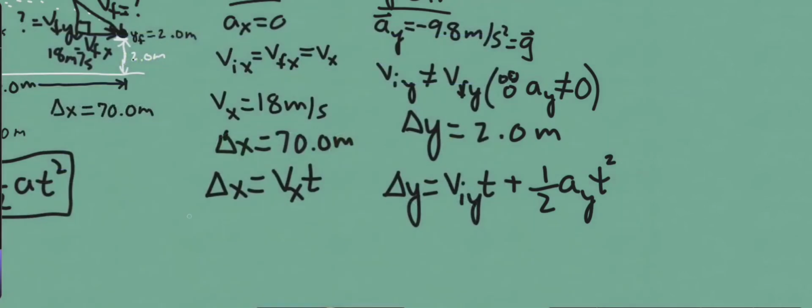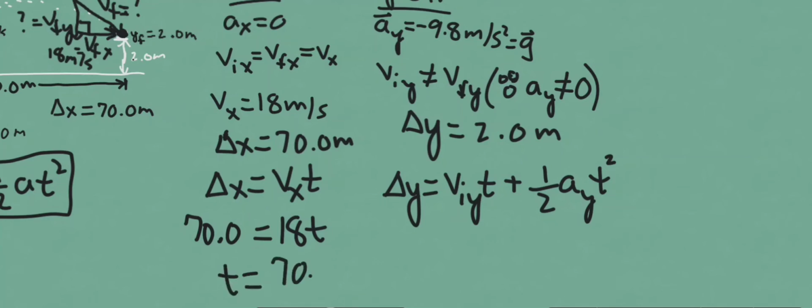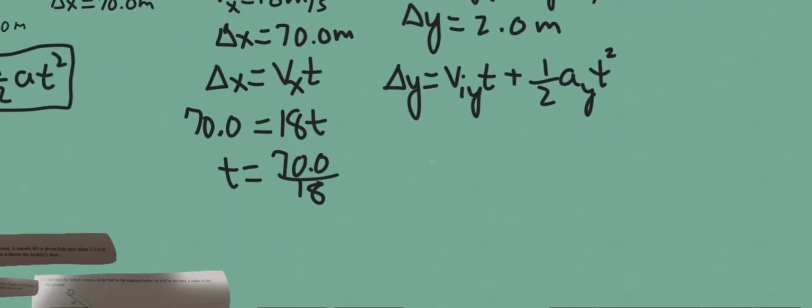We do know that delta x is 70 meters. I won't write the units right now so it doesn't take up that much space, but we know delta x is 70 meters, and we know Vx is 18 meters per second, so 18. And so we can easily solve for t. So t is 70 divided by 18. Do you see? Okay.